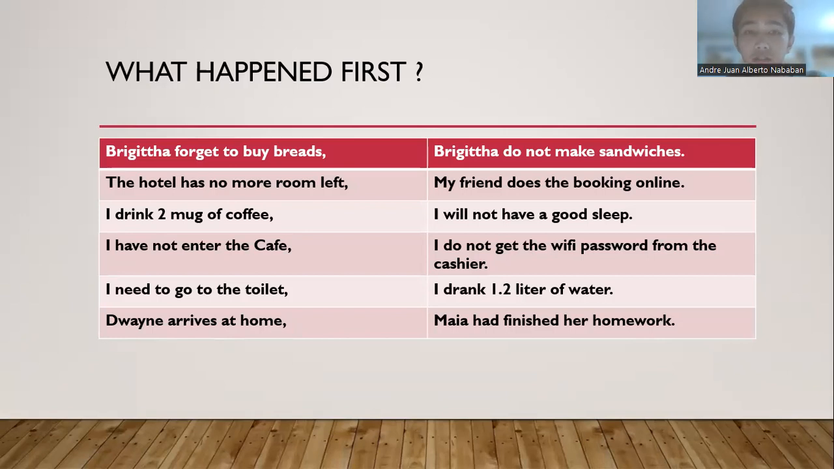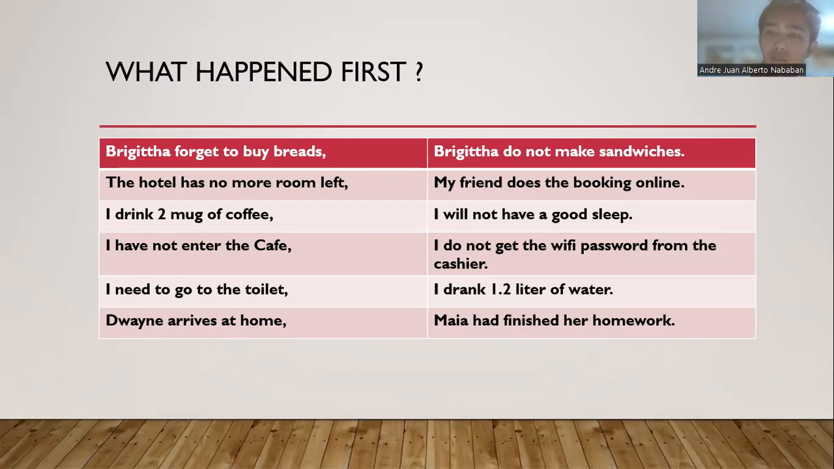So I just read it fast, the sentences that are written here. The first, Brigitta forget to buy breads. Brigitta do not make sandwiches. The hotel has no more room left. My friend does the booking online. I drink too much of coffee. I will not have a good sleep. I have not entered the cafe. I do not get the Wi-Fi password from the cashier. I need to go to the toilet. I drank 1.2 liter of water. Dwayne arrives at home. Maya had finished her homework.